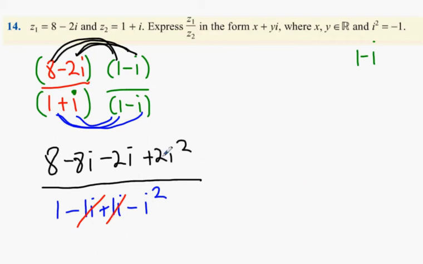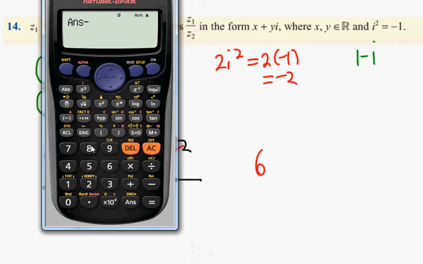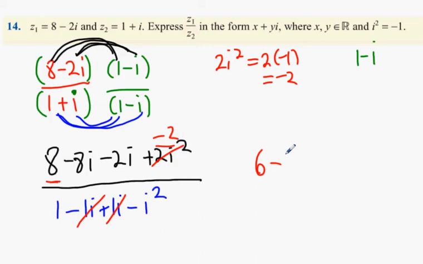Now, guys, what is 2i squared? 2i squared is the same thing as 2 times minus 1, which is minus 2. So 8 minus 2, 6. Minus 8i minus 2i is the same thing as minus 8 minus 2. So what's minus 8 minus 2? Minus 10. So it's minus 10i.